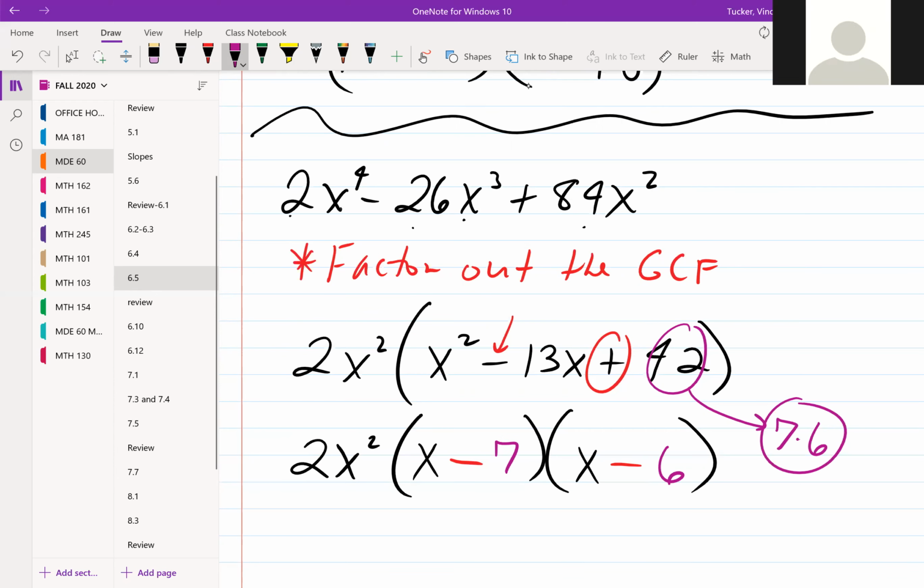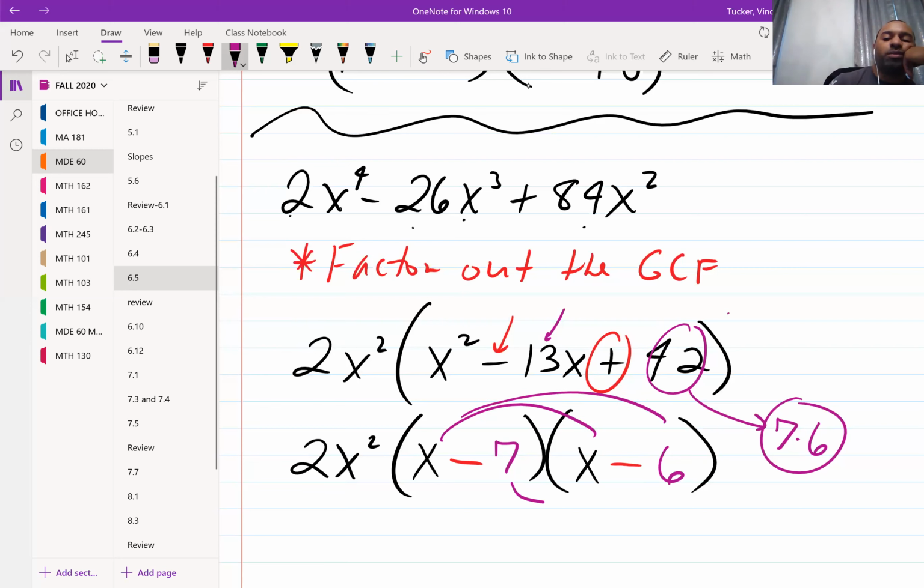I've got to get them to add together. My mind automatically goes to multiplying. Yeah, because they multiply together to give you 42, but they add together to give you the 13. And once again, you can always go back and do your FOIL to check to make sure that your trinomial will be produced. So don't forget that.